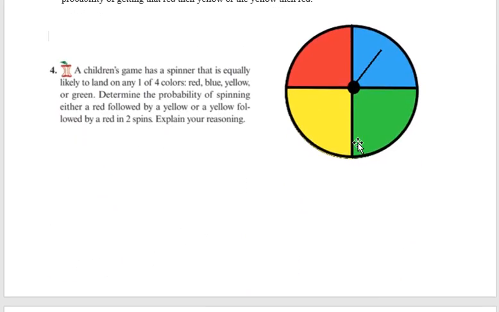Our problem states: a children's game has a spinner that is equally likely to land on any one of 4 colors: red, blue, yellow, or green. Determine the probability of spinning either a red followed by a yellow or a yellow followed by a red in 2 spins. Explain your reasoning.